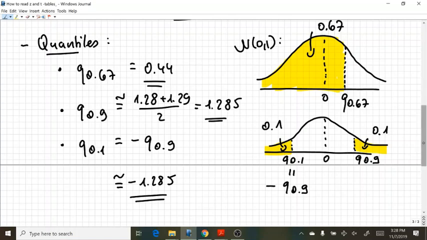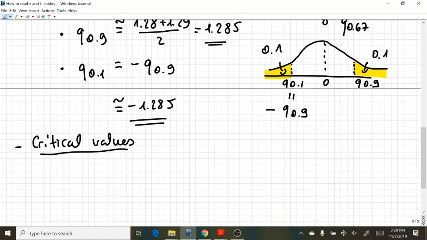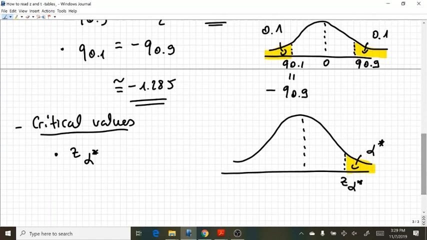What else? Critical values. When you test hypotheses, you often look for critical values. And these are basically quantiles. You can rewrite them with quantiles. What do I mean by a critical value? Simply a value such that in the right tail I have alpha. And let's put a star on top of alpha, because if we are doing regression, alpha may mean the intercept. So this can be written with quantiles, right?